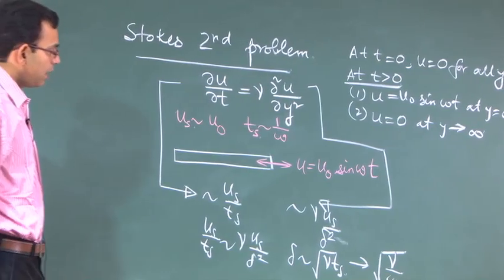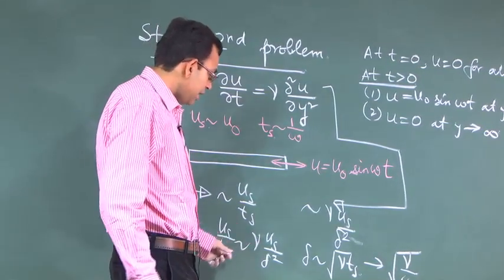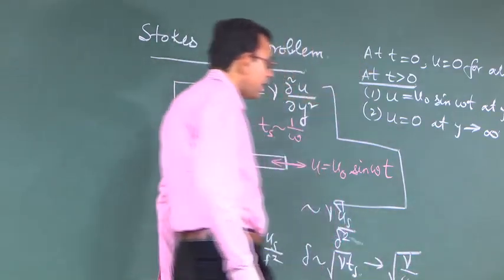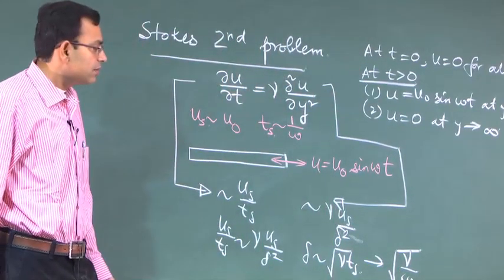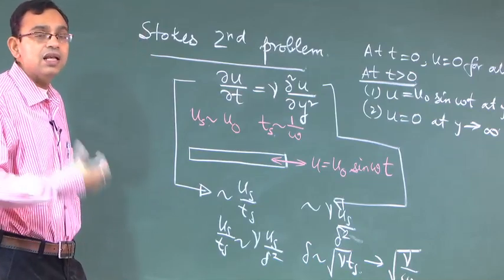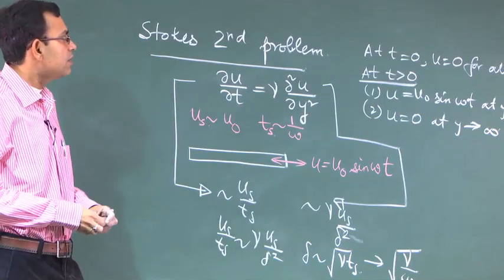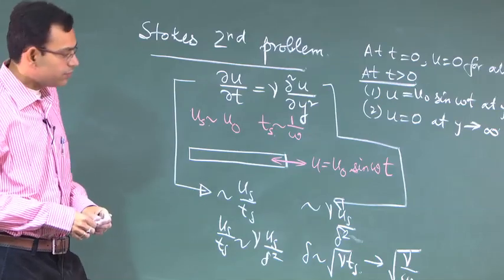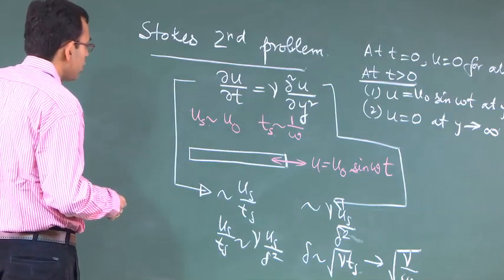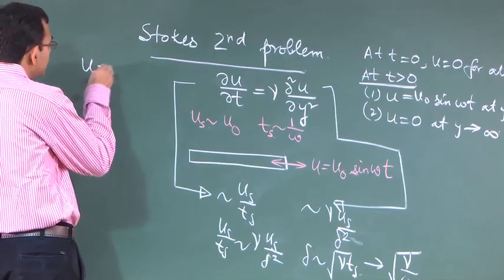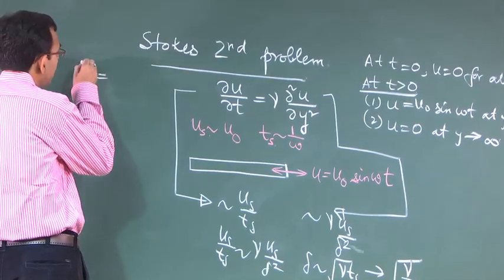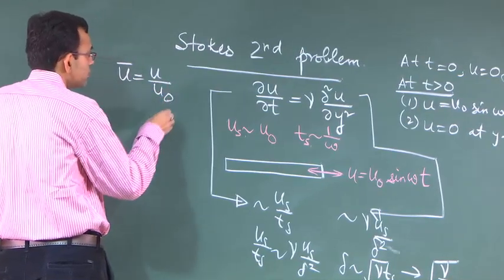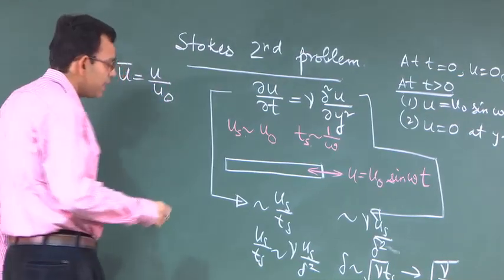So, we can say that the square root of nu by omega, as a natural length scale, governs the physics of the problem. Now, let us normalize the equation. Let us write u bar equal to u by u 0, or u by u s.